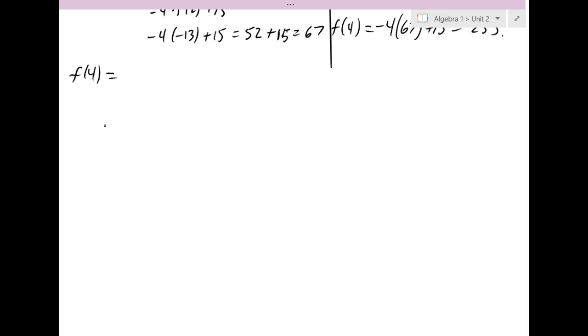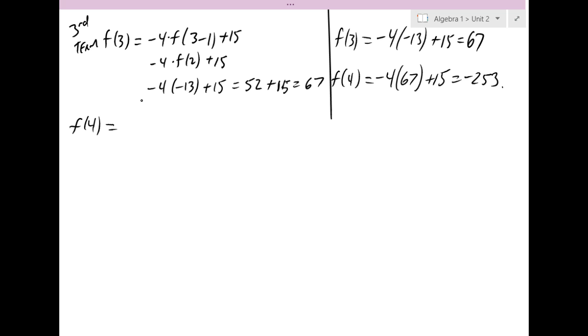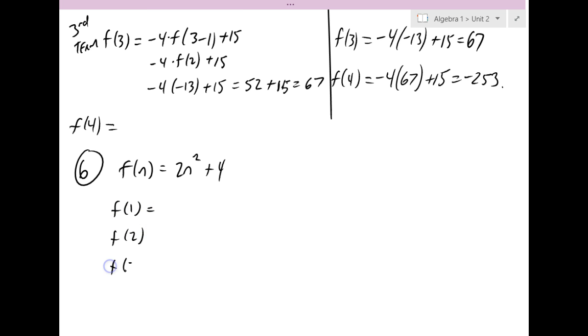So now, let's do 6. 6 is explicit. We have f of n equals 2n squared plus 4. So this should be pretty fast, because with the explicit ones, you just plug in the number and go. Okay? Go ahead and calculate those. Use your calculator if you need it, but I think you'll be able to do all, maybe all but the last one, by hand or in your head.